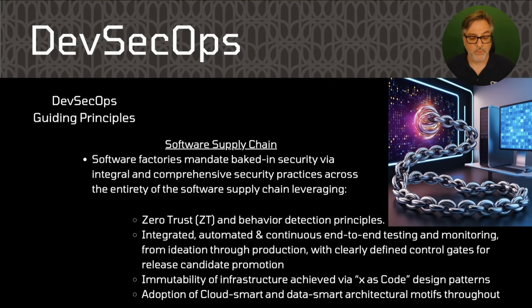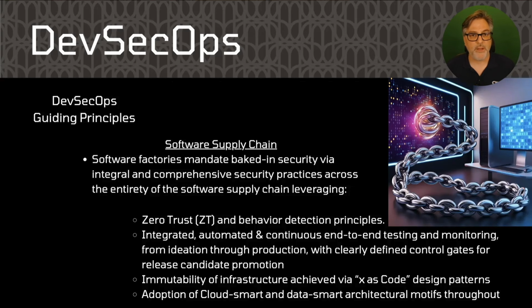And so zero trust means every single API call is authenticated. Behavior detection principles goes along with the zero trust concept in that if you have an authenticated call that was being made in California, and then just a few minutes later, it's being made from the Philippines or North Korea, something ain't right. So you need to evaluate the legitimacy of that particular activity.